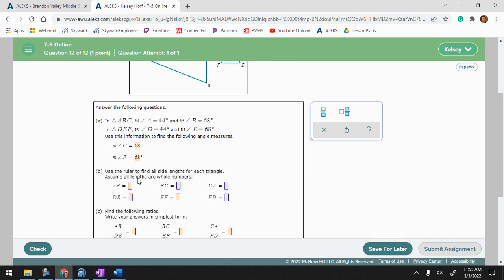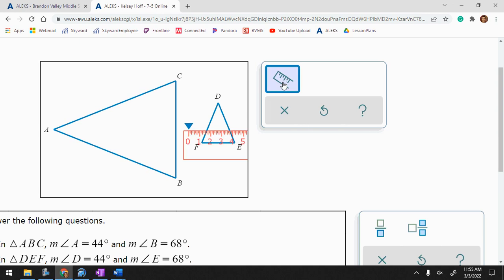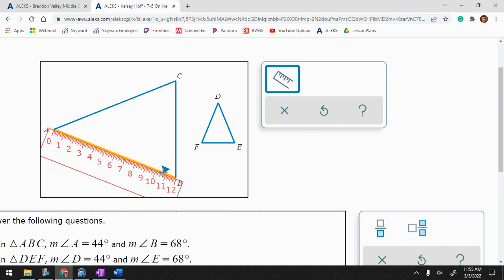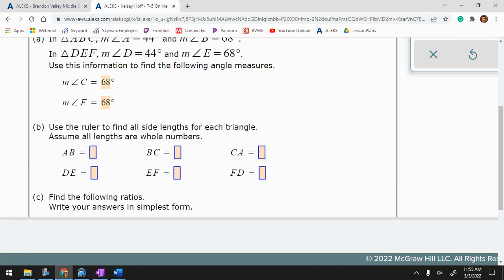Okay, so it says use the ruler to find the side lengths for each triangle. Assume all lengths are whole numbers. So you got to go and get the ruler up here. And I'm going to go from A to B. How long is that? 12. So then we fill in that blank. A to B is 12.